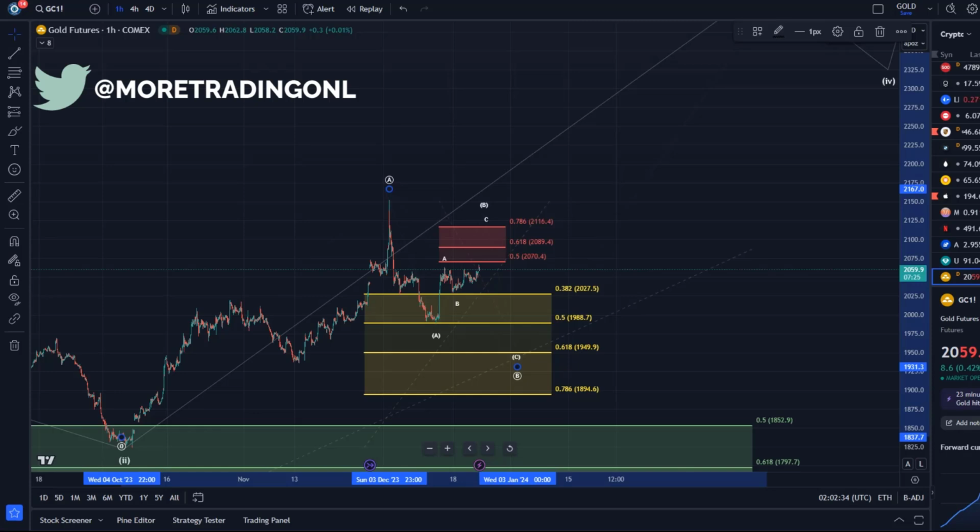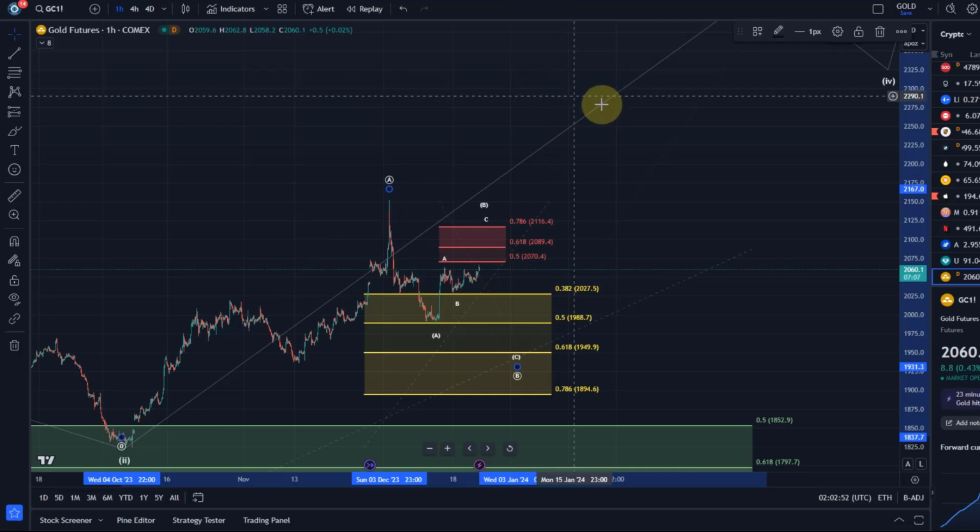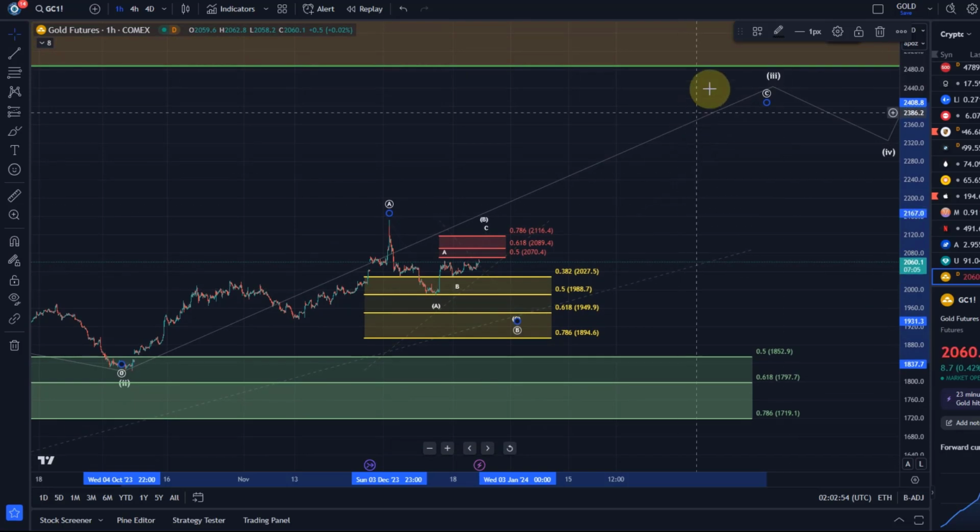On the gold chart, we still look at quite a bullish structure overall, in my opinion. There is no need to change the wave count. In the end, the market has followed so far even the microstructure that I suggested in the last update. So we're still dealing with a situation in which a third wave to the upside is likely in the making.